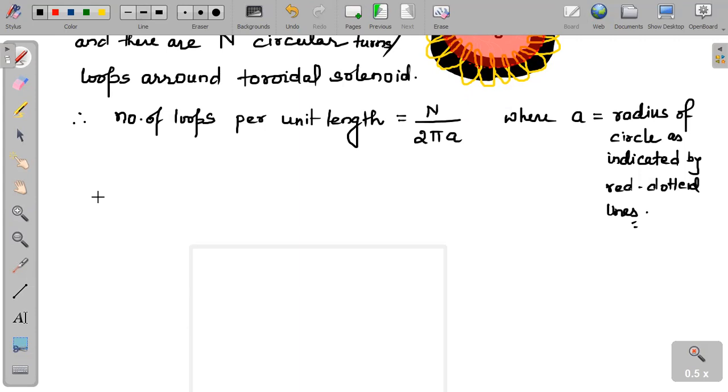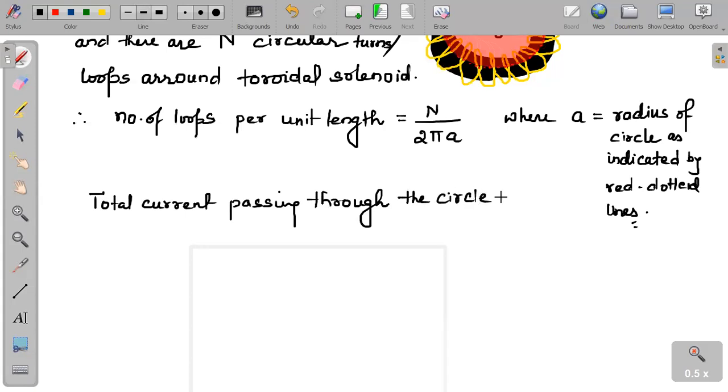Total current passing through the circle, the red dotted circle, will be N into I naught, that is N I naught.